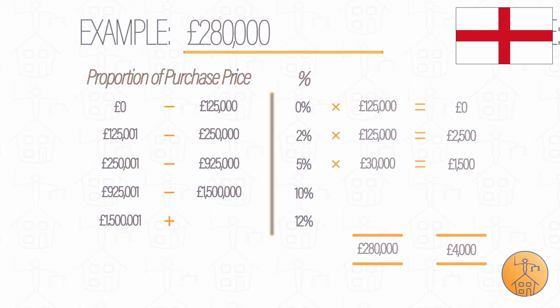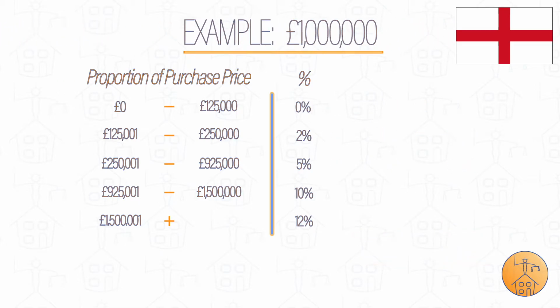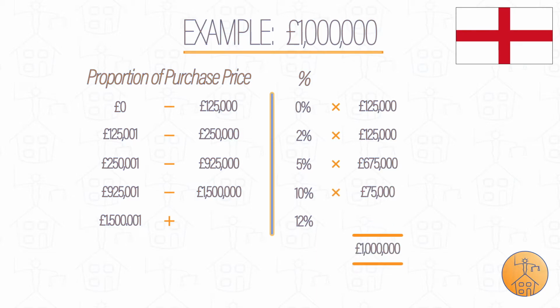We'll do one final one. Let's say you're buying for £1 million. The first £125,000 is 0%. The next £125,000, which comes up to £250,000, is taxed at 2%. Then you add the next £675,000, which brings you up to £925,000. That is taxed at 5%. And then one more time, we have another £75,000, which brings you up to £1 million. And that £75,000 is charged at 10%.